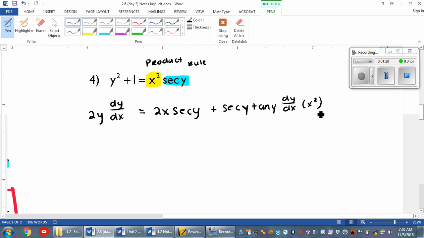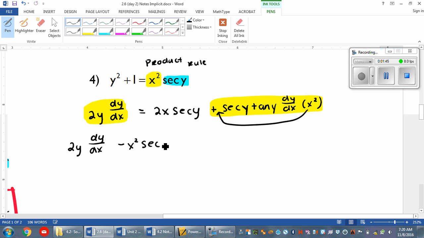Now what you're going to do is collect all the terms that have dy over dx. Well, I have this term right here, my first term, and then this whole thing is a second term. So what we're going to do is move all these terms to the left. And before I do that, I'm going to move that x squared in front so I don't forget about it. So I have 2y dy over dx. This is positive x squared on the right, so on the left it becomes negative x squared secant of y tangent of y dy over dx. And that's all going to equal 2x secant of y.